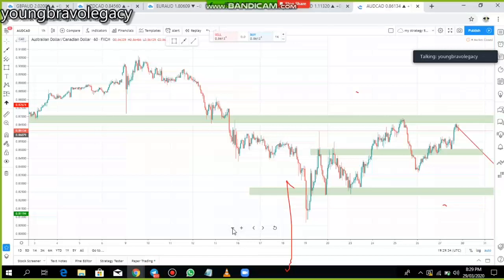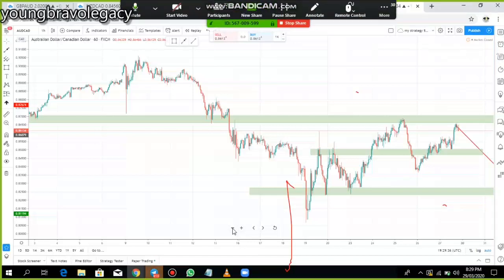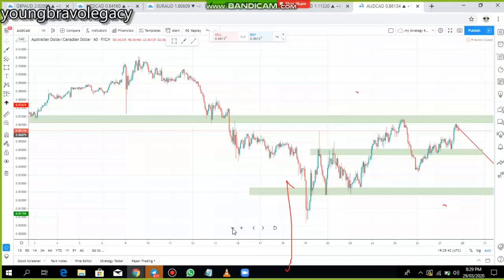There's no how the market will sell without creating a resistance. So you have to know, for you to sell any currency pair, you have to see a resistance. A resistance must be formed. The market will form a resistance.